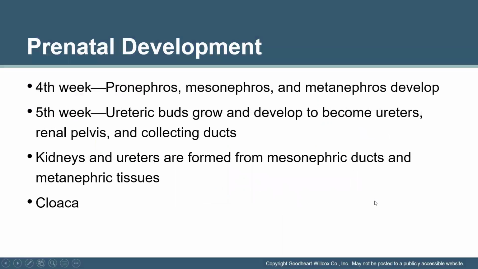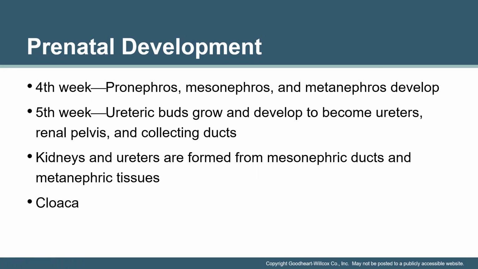Okay, so then when we talk about prenatal development of the urinary bladder and system, within the 4th week, we have something called pronephros, mesonephros, and metanephros that will develop, and these are structures that will then turn into our urinary system. In the 5th week, we have something called a ureteric bud, which will grow and develop to become the ureters, the renal pelvis, and the collecting ducts. The kidneys and the ureters will be formed from mesonephric ducts and metanephric tissue.